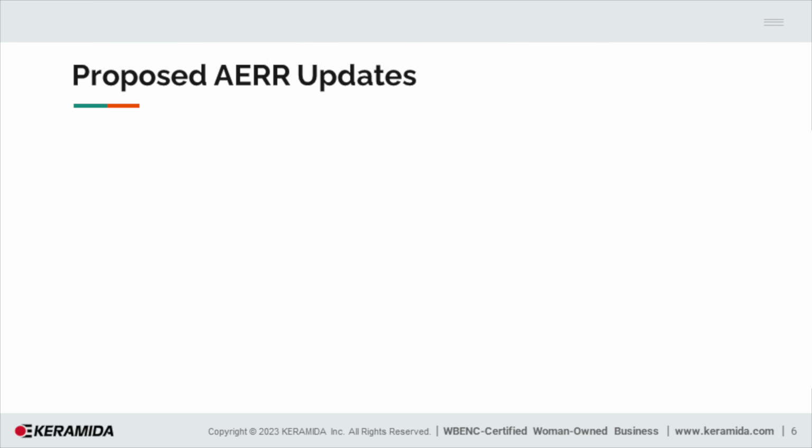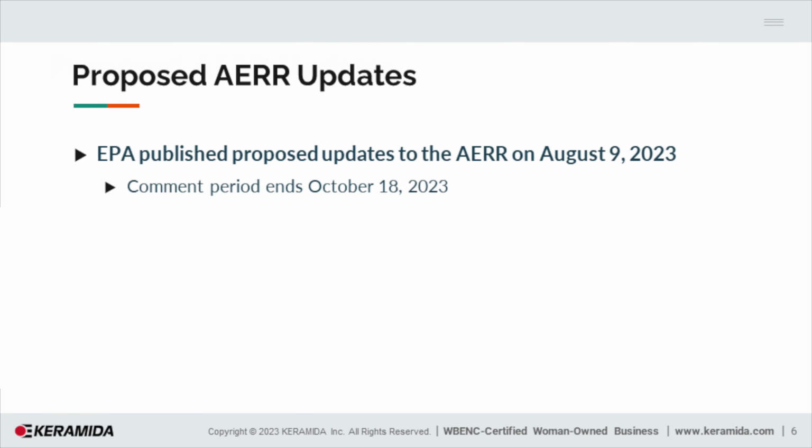So the proposed AERR updates. EPA published the proposed rule on August 9th. It was when it went into the Federal Register. They're actually allowing a 70-day comment period, so it's going to go out until October 18th, 2023.